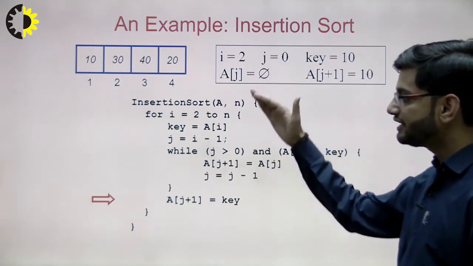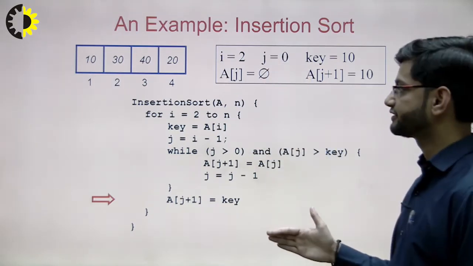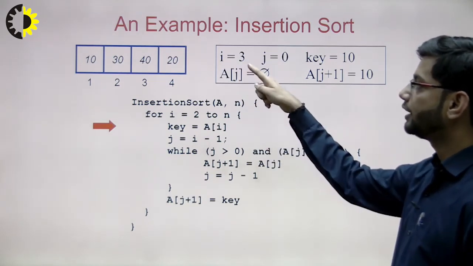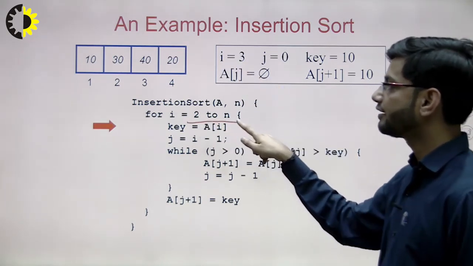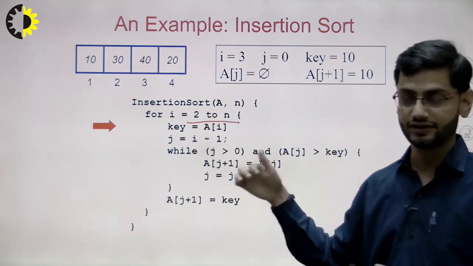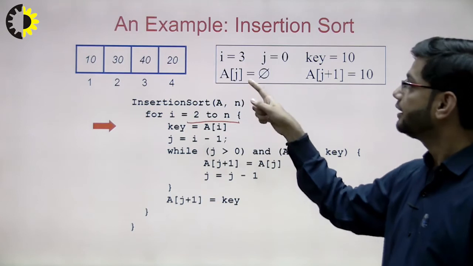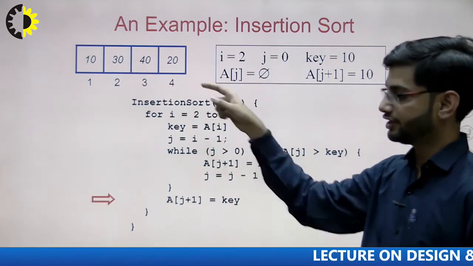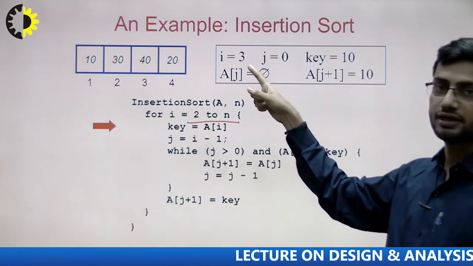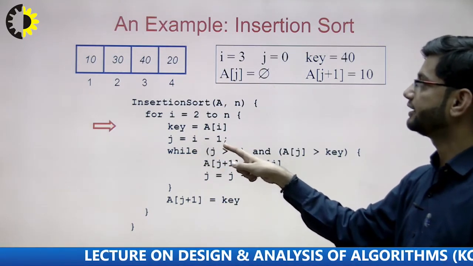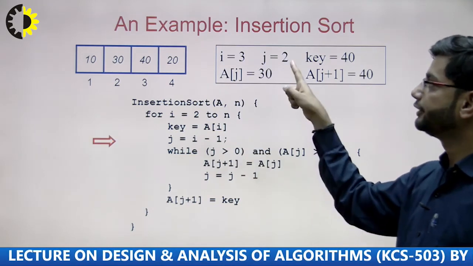So this is the very first iteration of insertion sort, and in the same manner for i equal to 3, the i loop will run for the values 2 to n. So for i equal to 2 the whole array has changed. Now i equal to 3. For i equal to 3, the j value will be i minus 1, that is, j value will be 2.